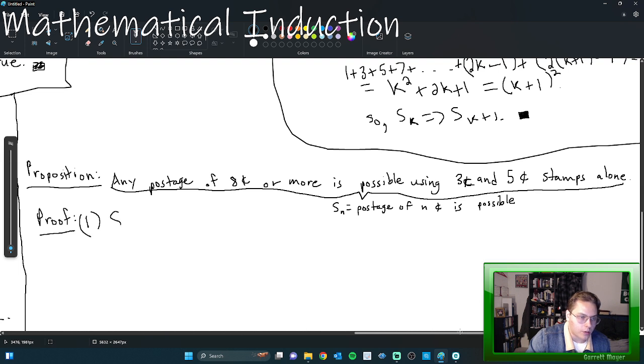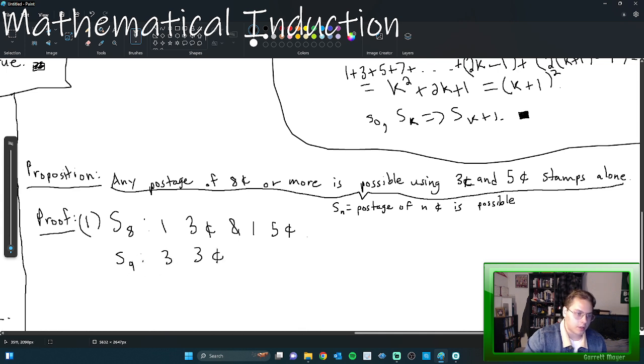So the basic step, we're going to prove S(8), which is basically the first step on the ladder. We're going to prove we can get on the first step. In this case, all you need is a 3-cent stamp and a 5-cent stamp. And then for S(9), all you need is three 3-cent stamps, and you get 9 cents. And then for S(10), you need two 5-cent stamps.